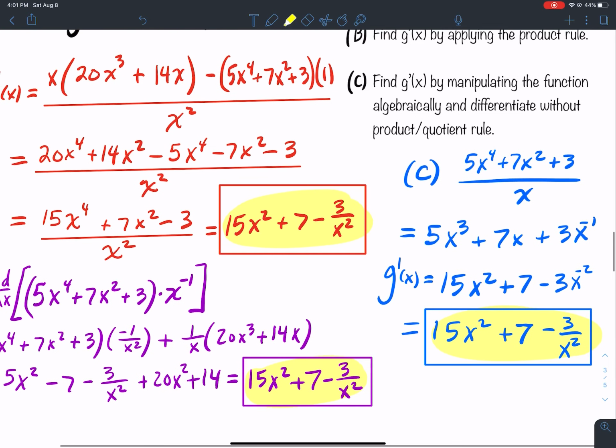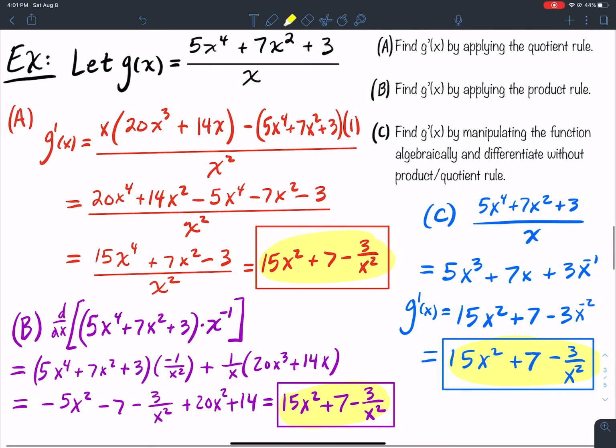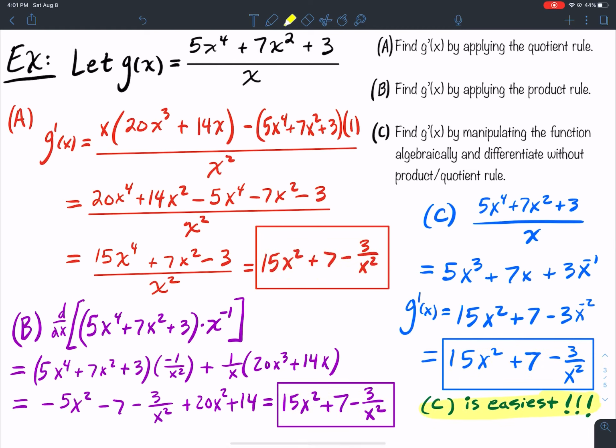Now, what can we say looking at all these three different options? I think it's clear to say that C is definitely the easiest. So if all they say is find the derivative of the function, by golly, if you can avoid the quotient rule, avoid it at all costs. That thing is a booger to calculate.